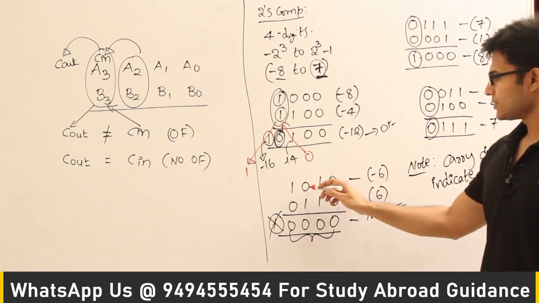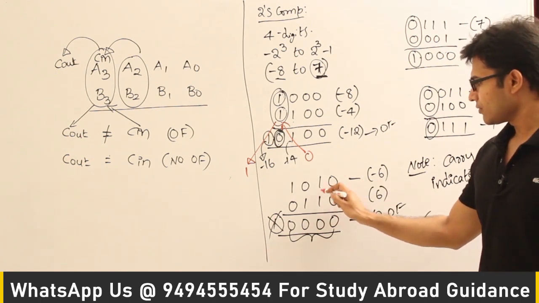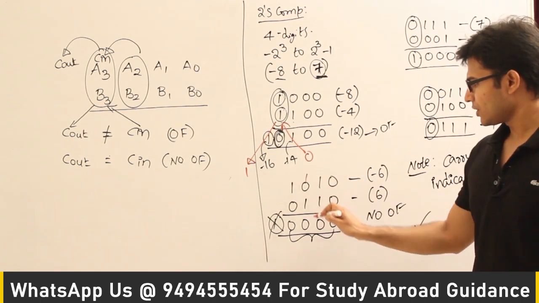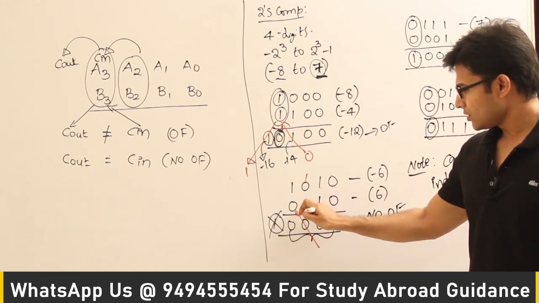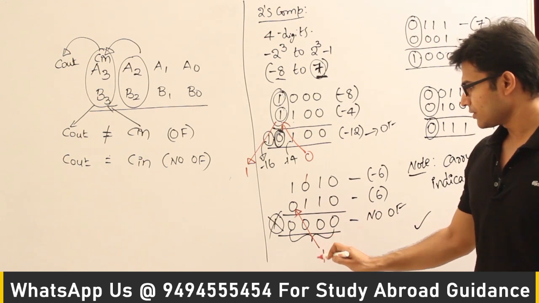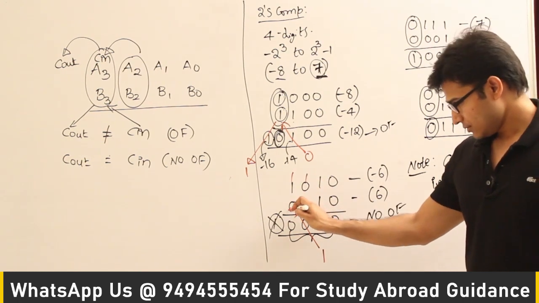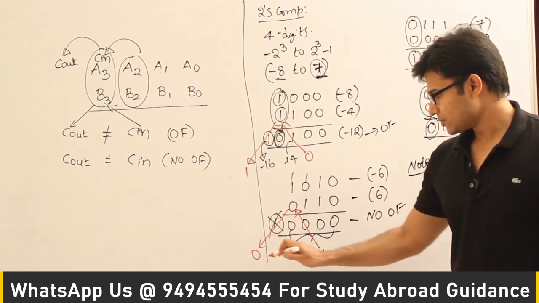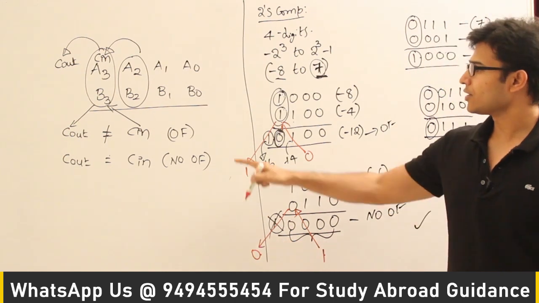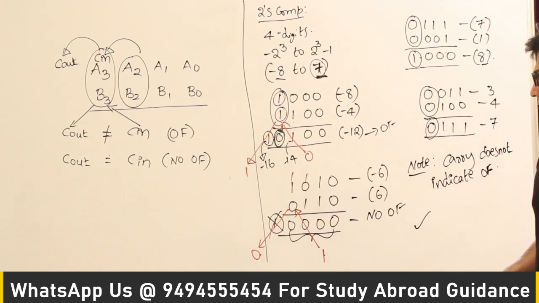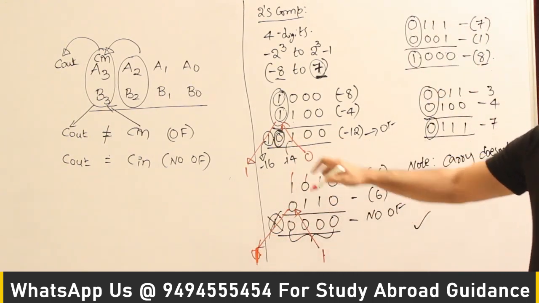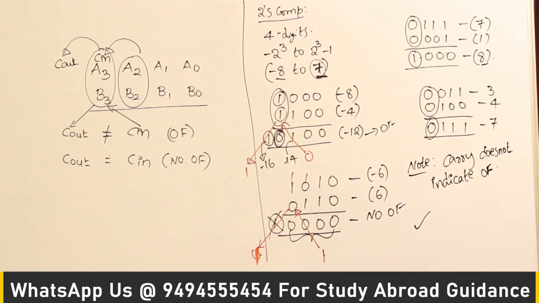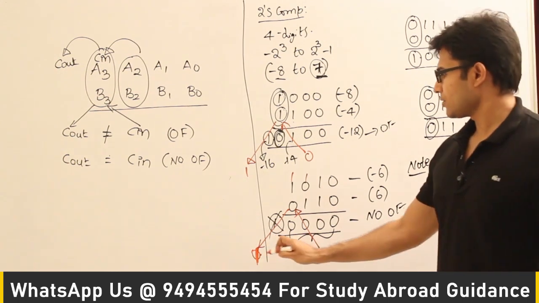And what about this one? See this. So here 1 and 1 are added, therefore 1 0, and 1 and 1 are added, therefore 1, which means carry going into it is 1 and carry coming out of it is 0, which means carry in is not equal to carry out. Carry out is 1. So carry in is equal to carry out, therefore no overflow, right? So whenever carry in is equal to carry out, there is no overflow.